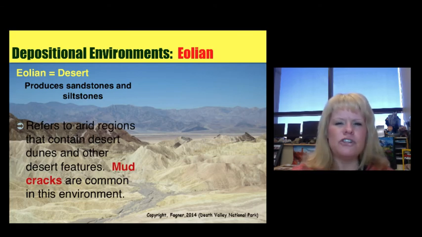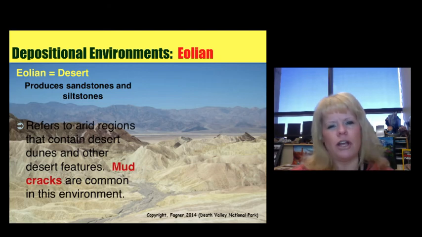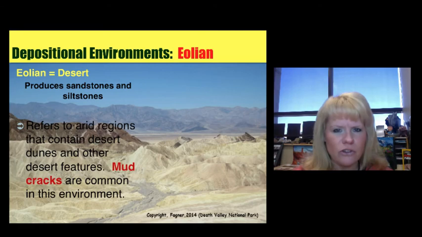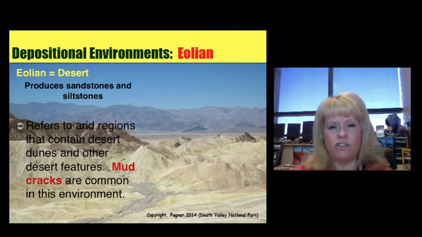You'll find siltstones and sandstones, and then I would say on occasion maybe breccias and conglomerates, depending on flash flooding conditions that may happen in an Aeolian environment. So this refers to arid regions that don't get much rain, but when they do, the rain doesn't really have anywhere but to wash off very quickly.